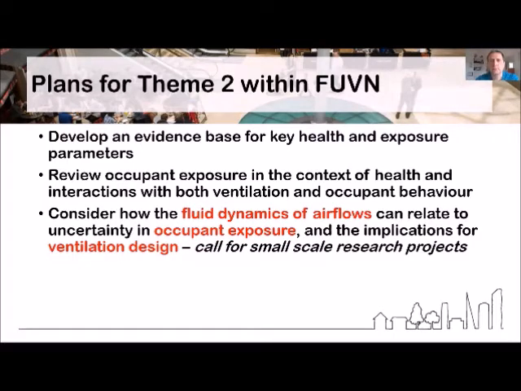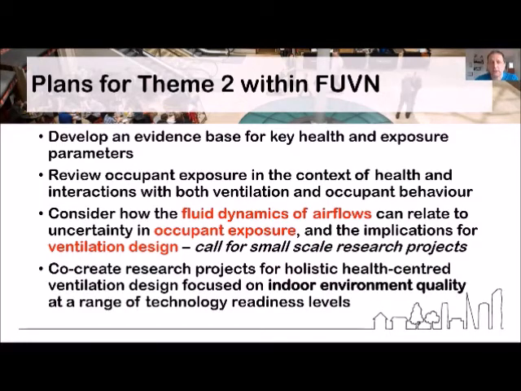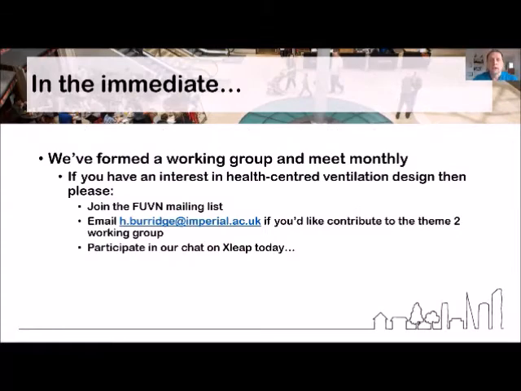And there's going to be some small scale research projects called for in that space. But those small scale projects, they're seed corn funding, and we want to help the community co-create research projects to address these massive issues. So far, we've formed a working group, and we're already meeting monthly.